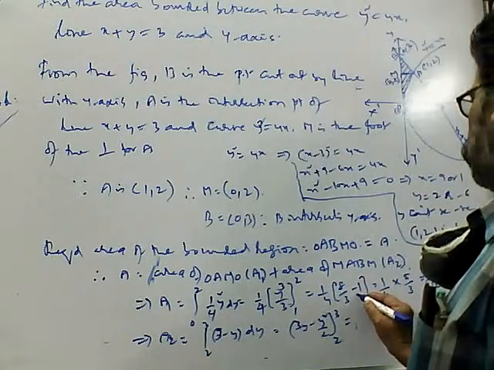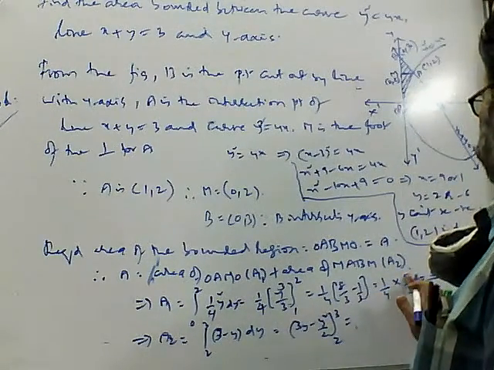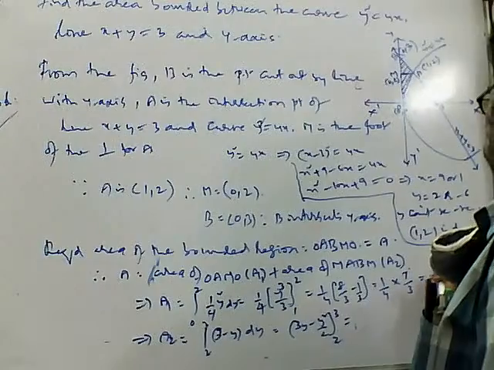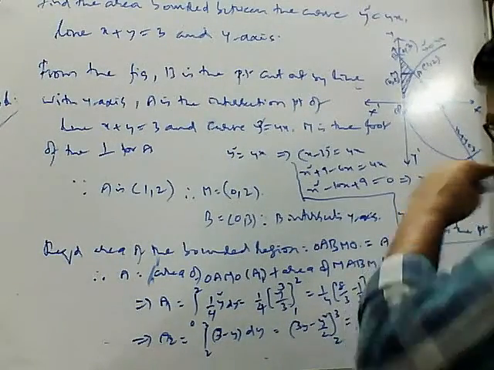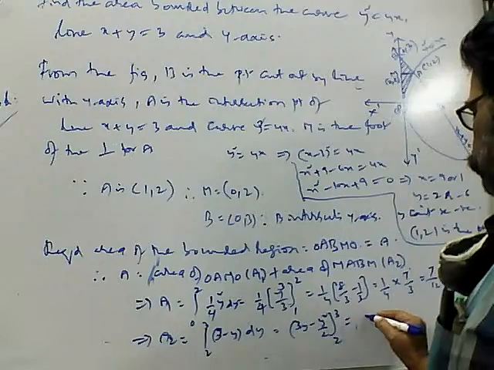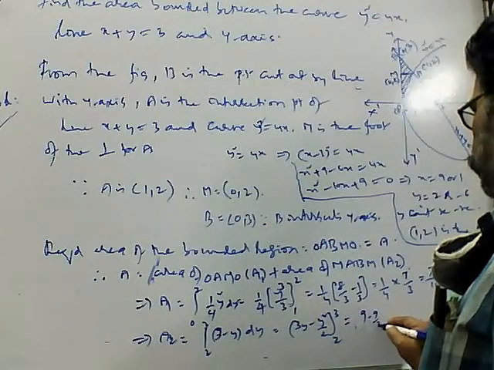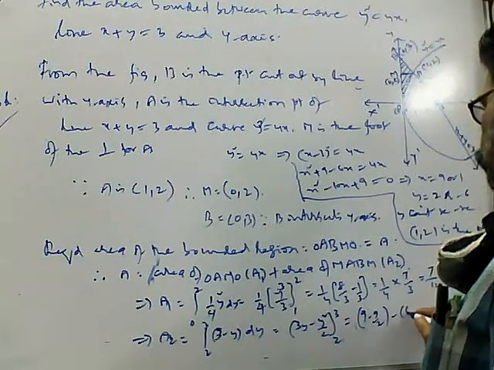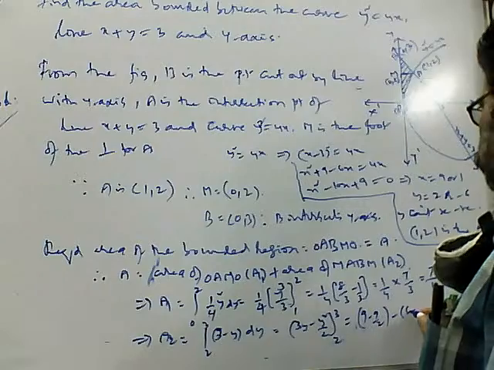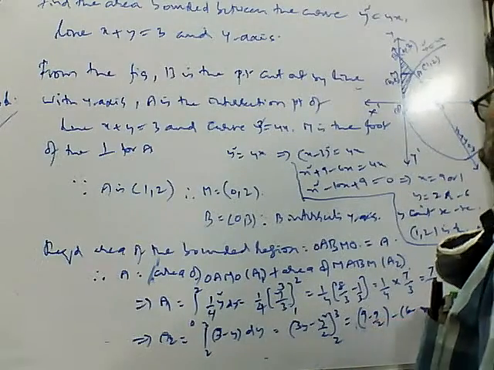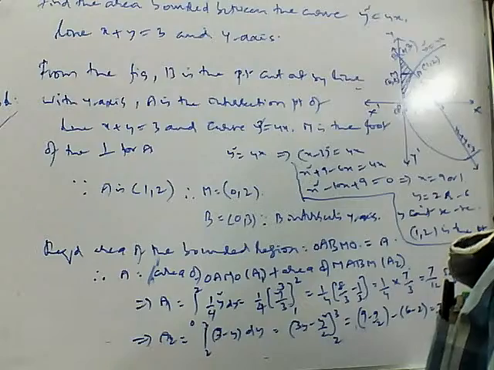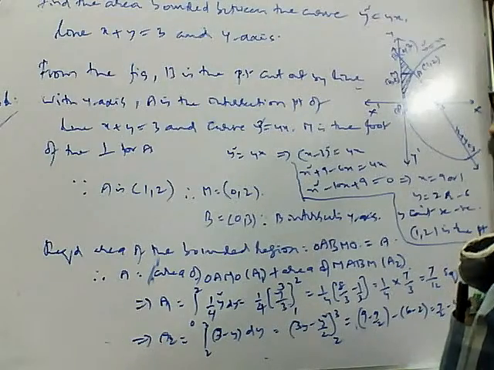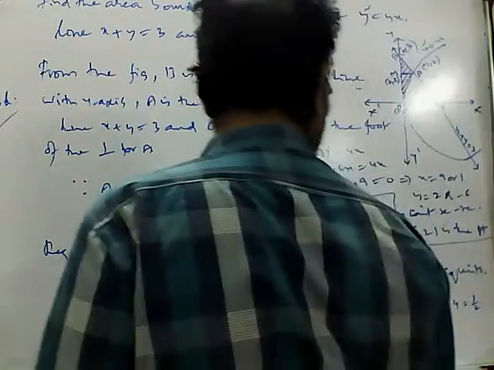Here 1 by 3. So 7 by 3, 7 by 12. Right? Now 9 minus 9 by 2 minus of 6 minus 2. So 9 by 2 minus 4, which is equal to 1 by 2 square units.